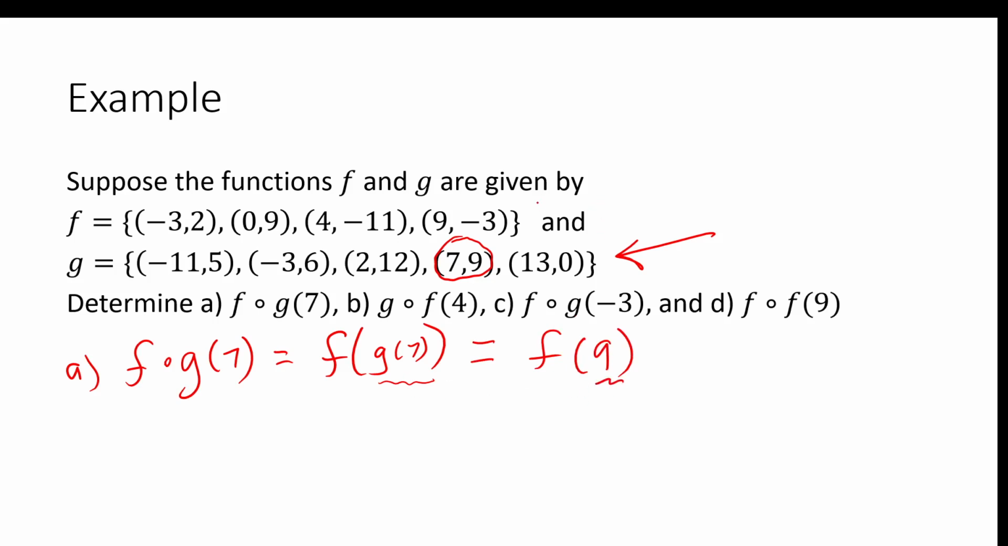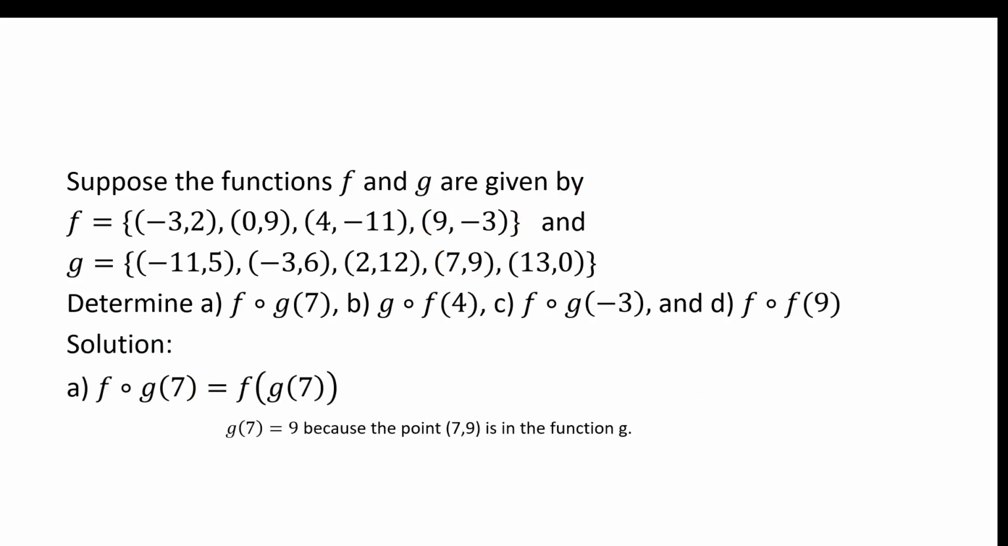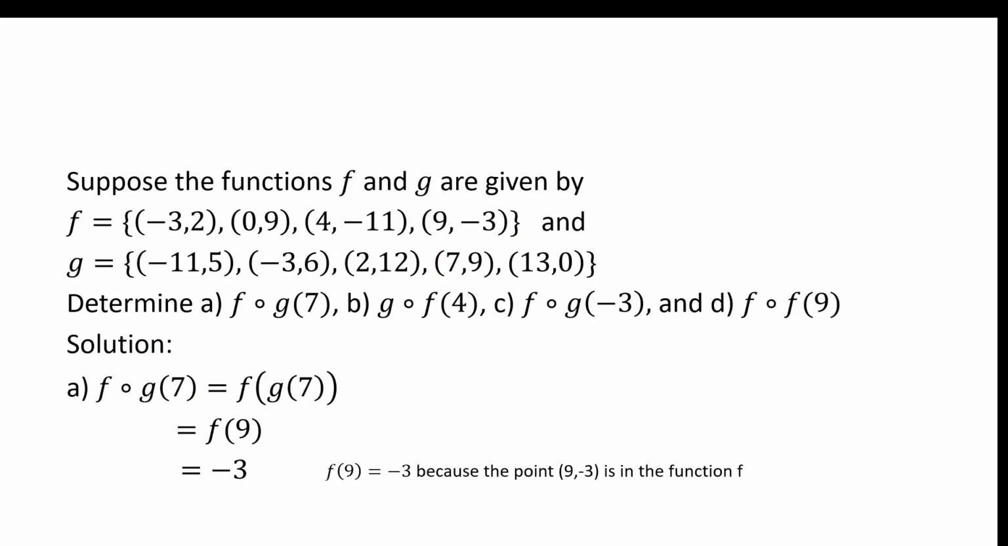Now, what is f of 9? Well, we look at the f function, and we ask ourselves, what is the y coordinate when the x coordinate is 9? And the answer is negative 3. So the final answer to part A is negative 3. And there's our answer. So let's do the next couple of questions here.